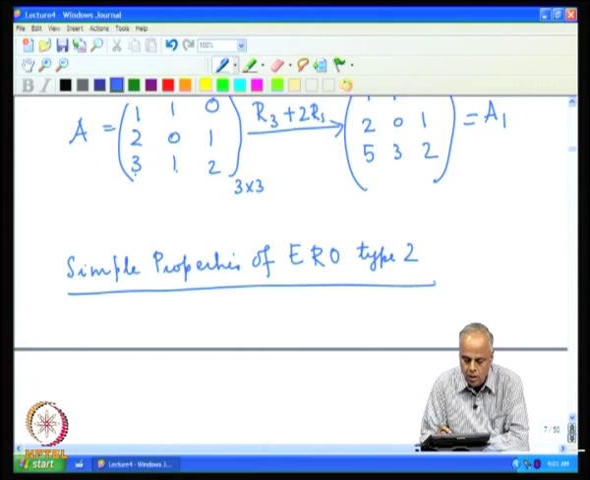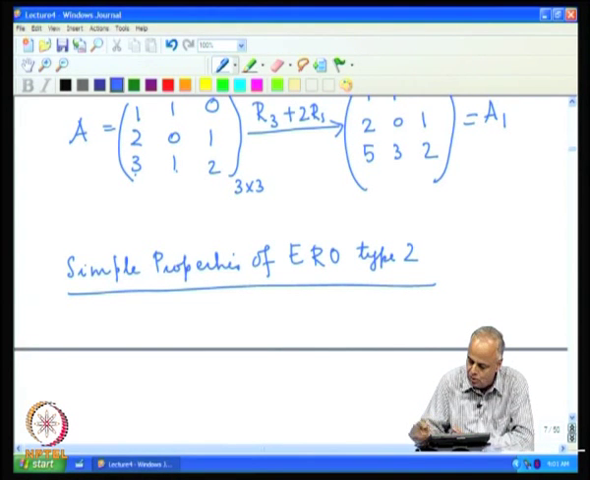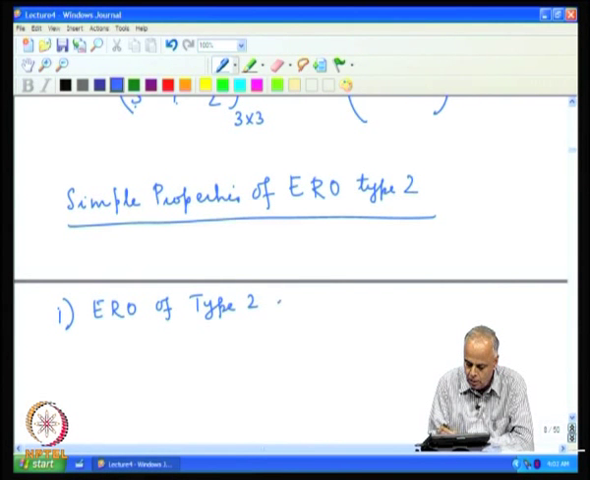Once again, we observe that if we change the jth row by adding alpha times the ith row, to annul this change, to get back to the original position, we have to remove whatever we had added. So, we have to subtract alpha times the ith row. So, we have the first property, that an ERO of type 2 is invertible.